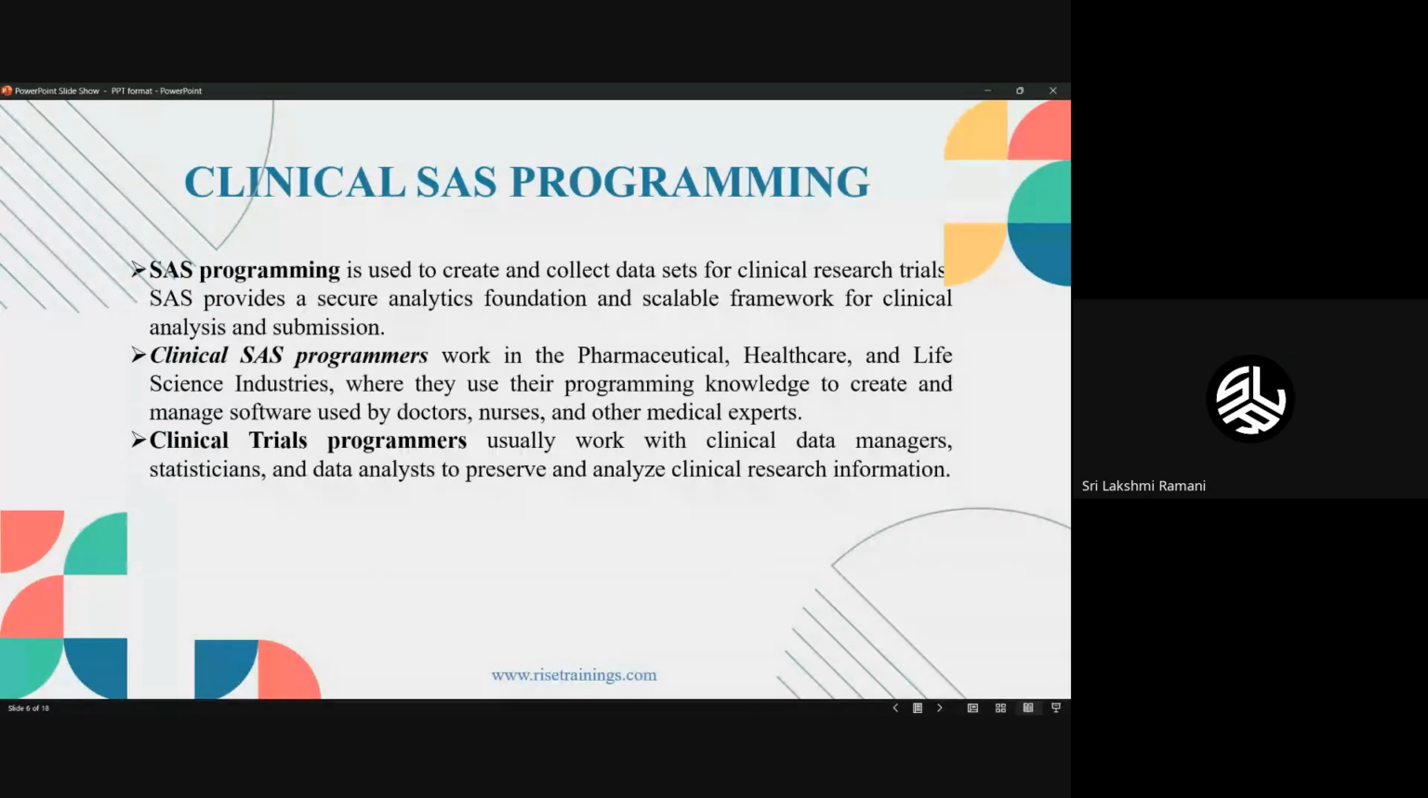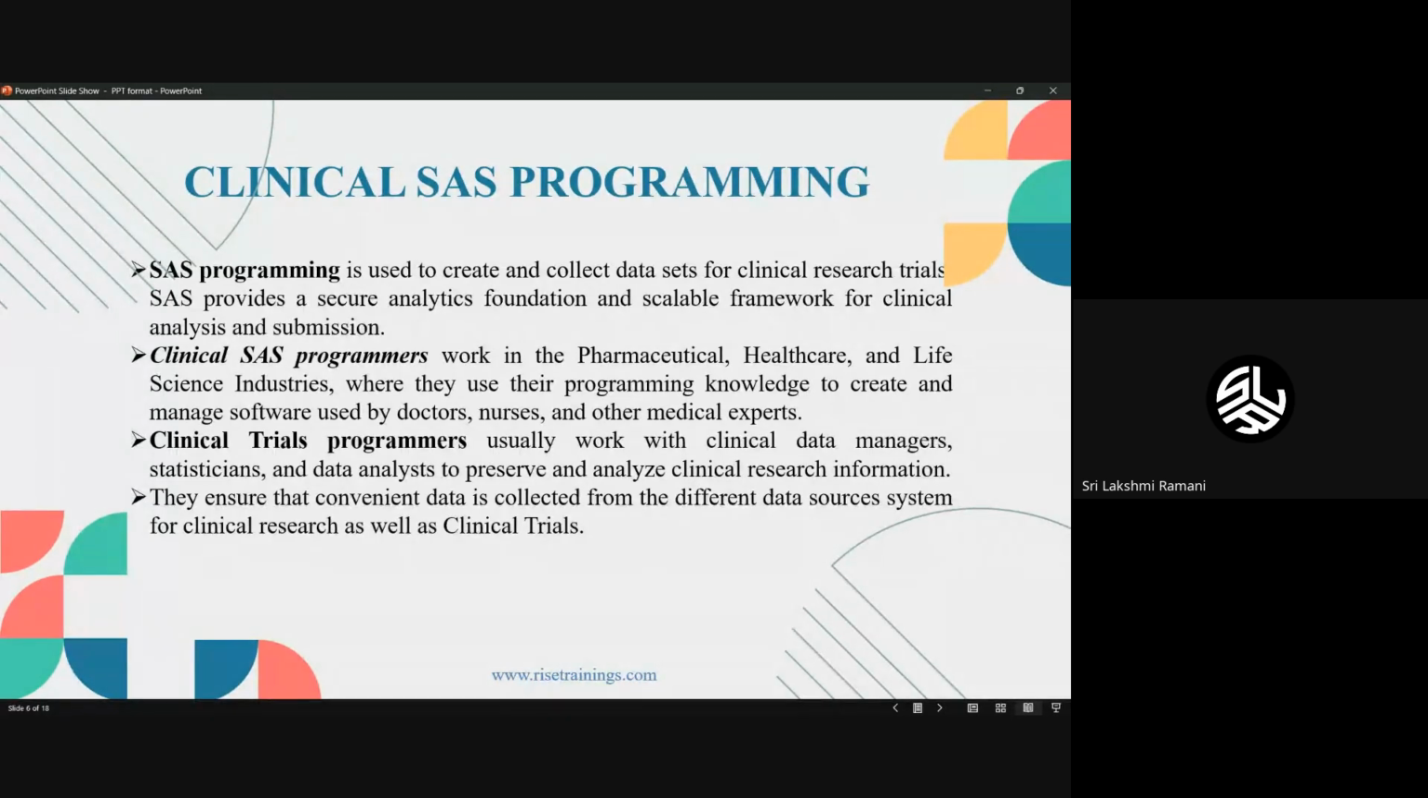Clinical SAS programmers work in pharmaceutical industries, healthcare industries, and life science industries. And you know what, we can use SAS in our daily lives also, not only in the industries and companies. If we have any business, we can use SAS. It is very easy and very useful. It makes our work very easy and flexible.